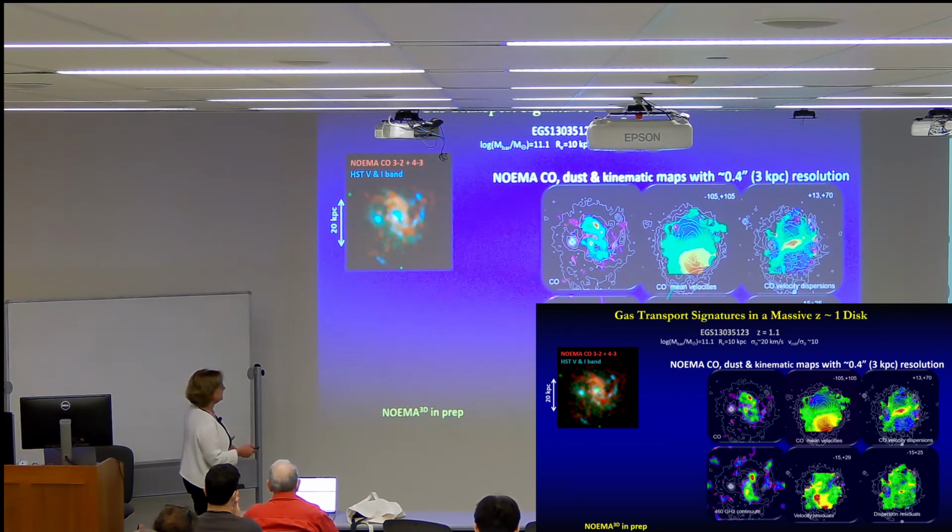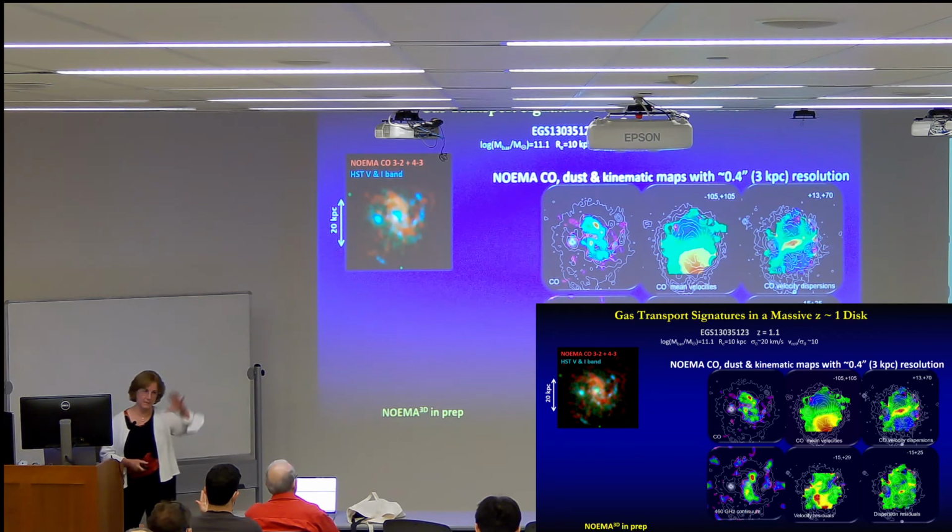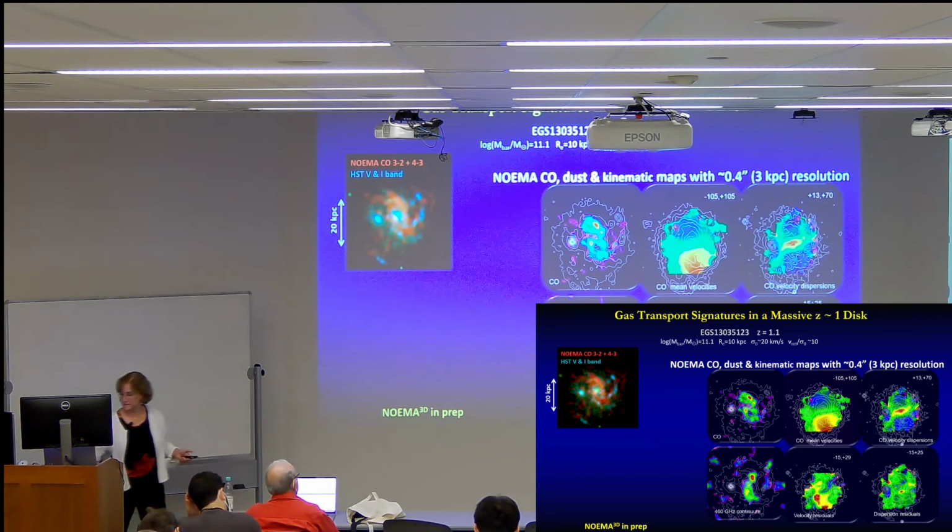The inflow rates here, we do see residuals, but these inflow rates may be on the order of 15 to 20, 25 kilometers per second. And they may not be along a bar-like structure, but more just streaming in through spiral arms. But you can see the exquisite quality of the data.